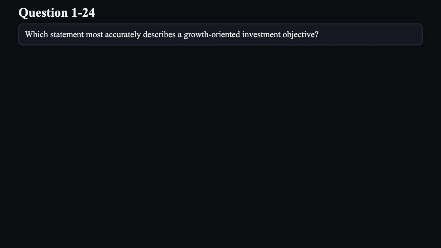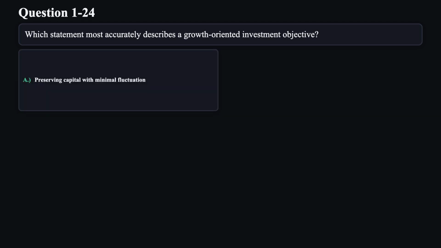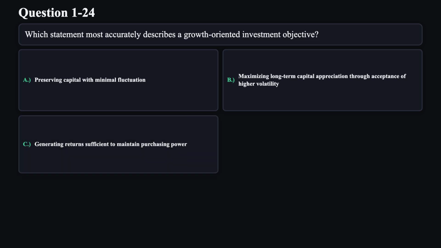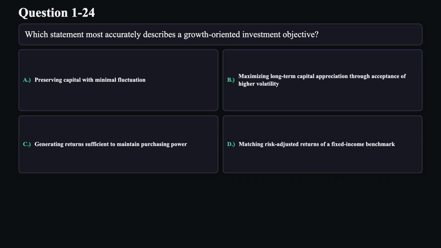Question 24. Which statement most accurately describes a growth-oriented investment objective? A. Preserving capital with minimal fluctuation. B. Maximizing long-term capital appreciation through acceptance of higher volatility. C. Generating returns sufficient to maintain purchasing power. D. Matching risk-adjusted returns of a fixed income benchmark.